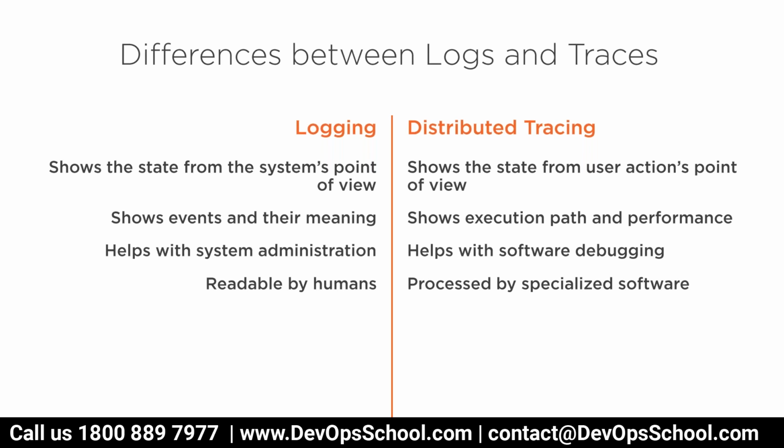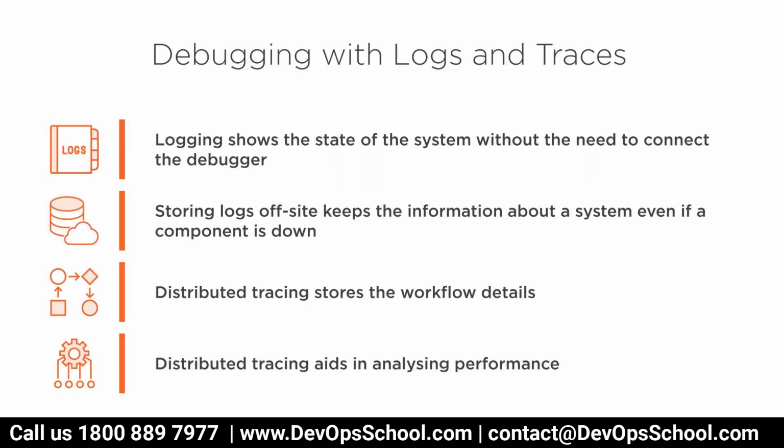Logging helps with system administration. Tracing helps with software debugging. Logging is readable by humans, while tracing is processed by specialized software. Okay, and we also do debugging with the logs and traces in a distributed environment.